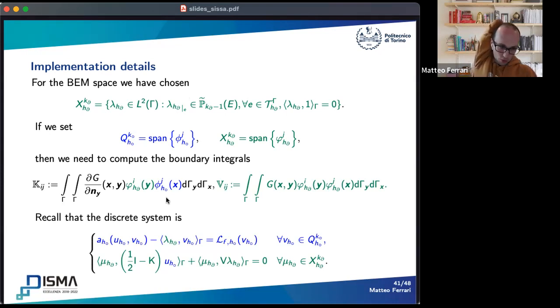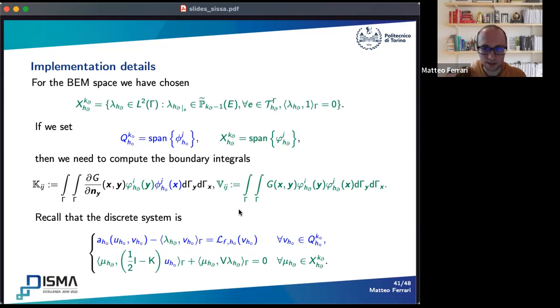Okay, these are the two matrices that we need to compute in the BEM setting. K is associated to the double layer operator and V to the single layer. V is associated to two BEM boundary functions, while K to a VEM and a boundary function. And this is very important.